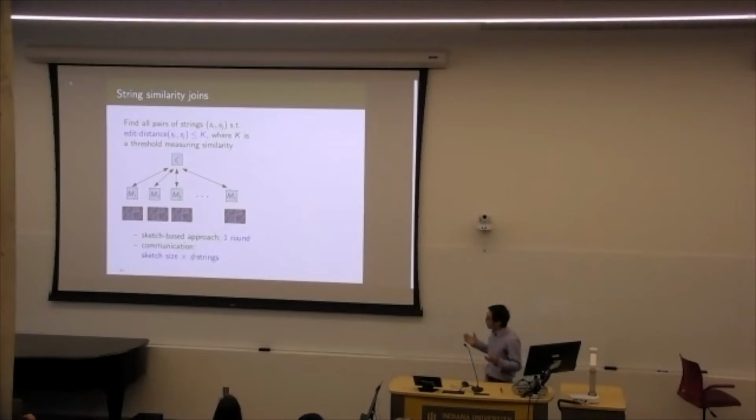So one way to do this is that each machine, for each string, just computes a summary or sketch and sends it to the coordinator. And then given two sketches of two strings, the coordinator can determine whether the distance is at most k or not. Okay, so here the communication is just one round, and the total bits of communication is just the number of strings times the sketch size of each string.